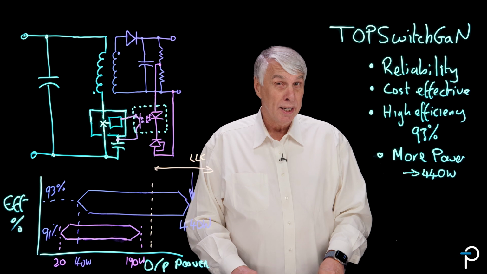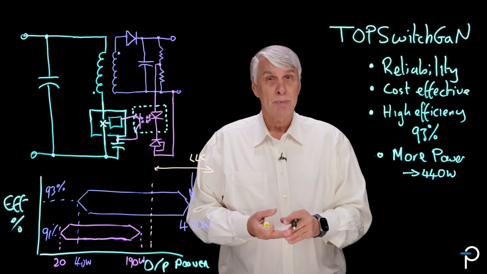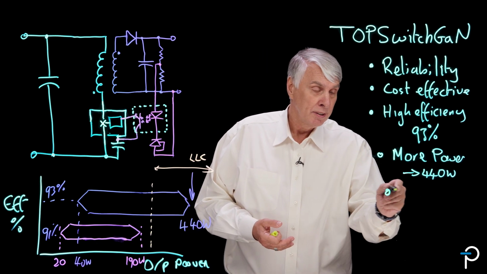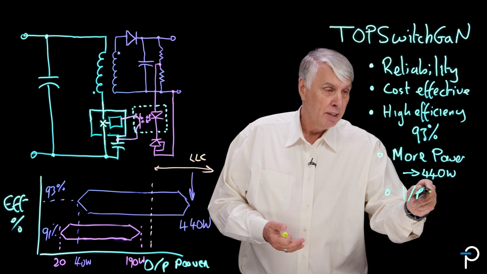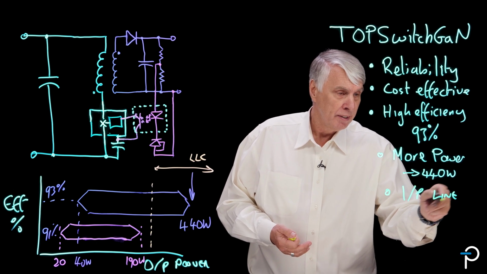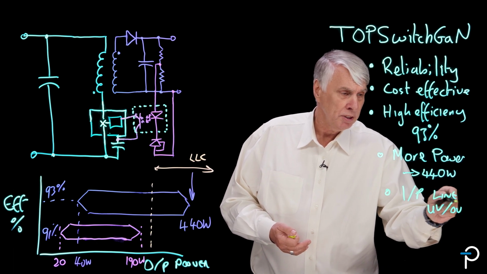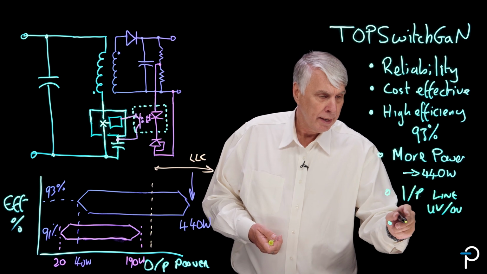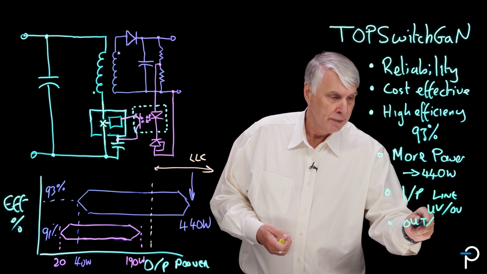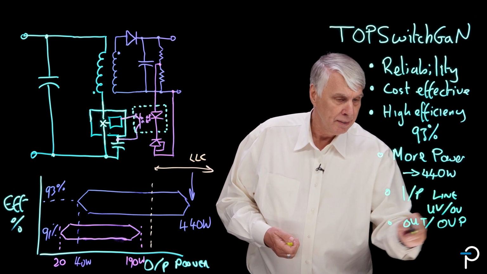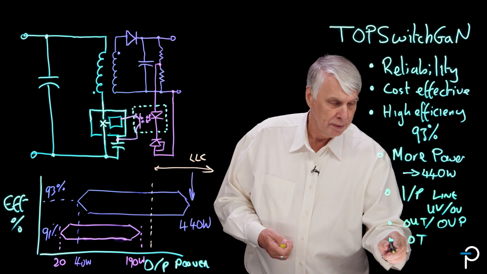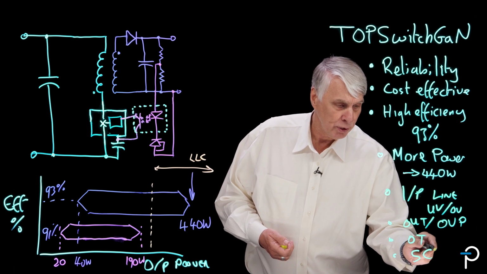And finally, the TOPSwitchGaN provides the protection features you come to expect from Power Integrations. Input line undervoltage and overvoltage. Output OVP, over temperature, and short circuit protection.